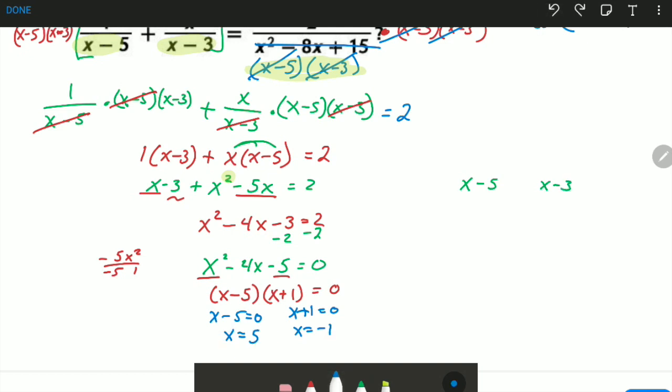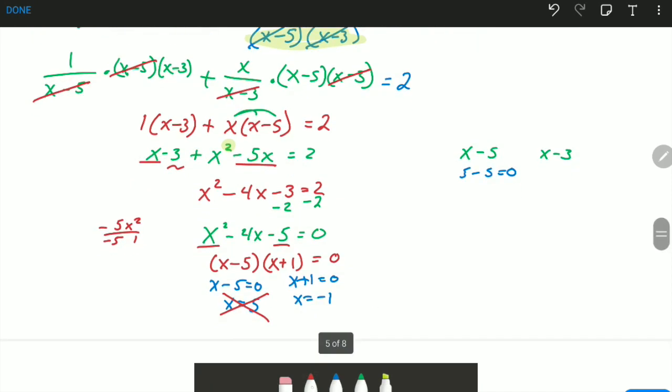If I plug 5 in, 5 minus 5 will be 0, which is a big no-no. So x equals 5 is an extraneous solution. Which means algebraically it worked out. We didn't do anything wrong. But it doesn't solve the original equation. It solves the quadratic equation that we solved, but it doesn't solve the original rational equation.